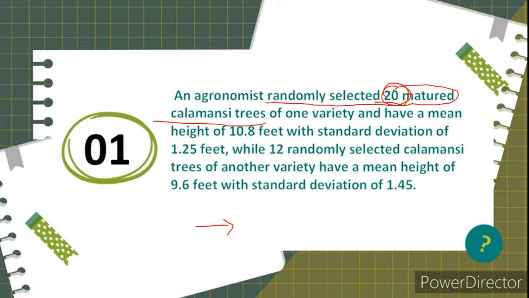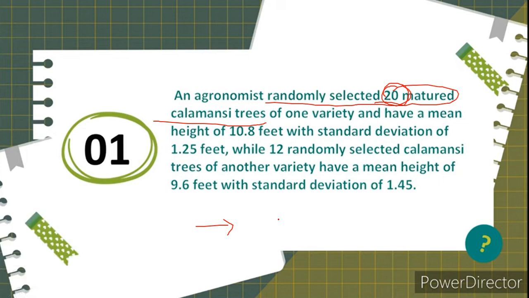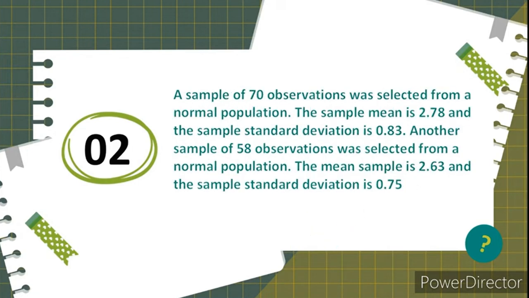Alright, so number 1, randomly selected 20 matured calamansi trees of one variety and have a mean height of 10.8 feet. So, nandun na. Sinabi niya na yung sample size. What is the answer number 1? Is it Z-test, T-test, or F-test? Answer. So the answer here is t-test.